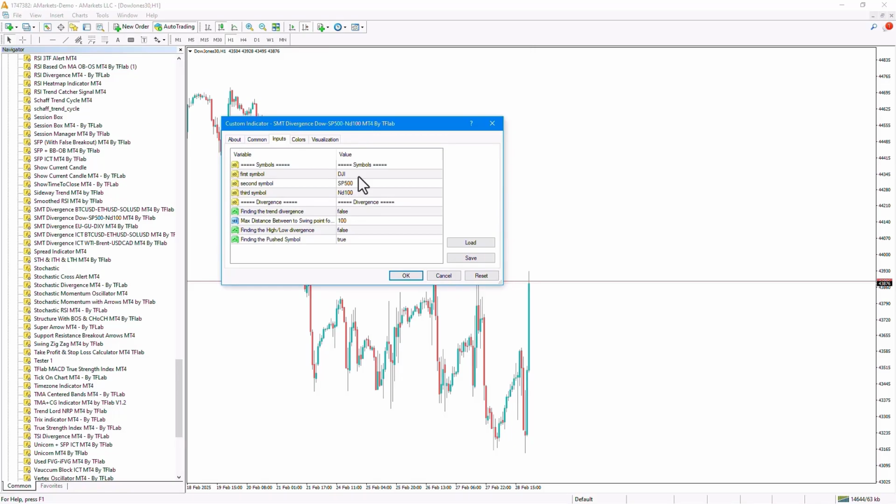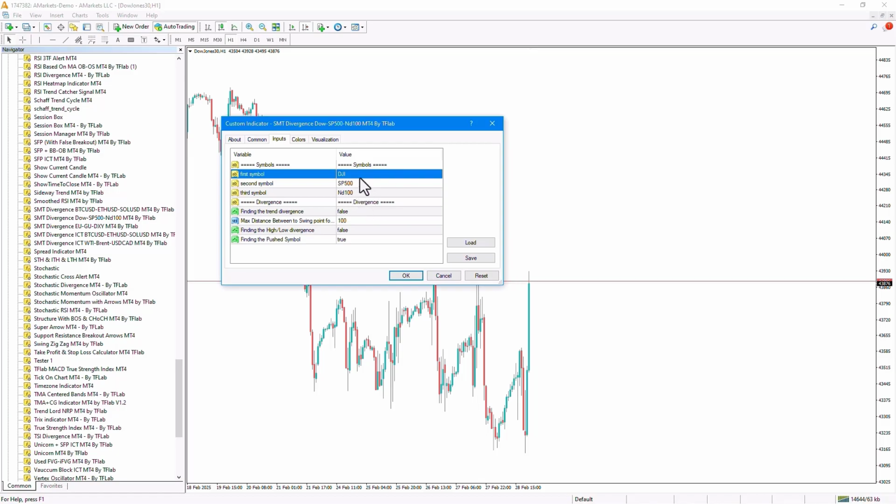The first point is about the first symbol. The symbol that is placed in this section must be exactly the symbol on which the indicator is applied. The second point you need to pay attention to is the way the symbol is written. This indicator is specifically designed for the three symbols Dow Jones, S&P 500, and Nasdaq. However, you can place three symbols that have a high correlation with each other in this section.